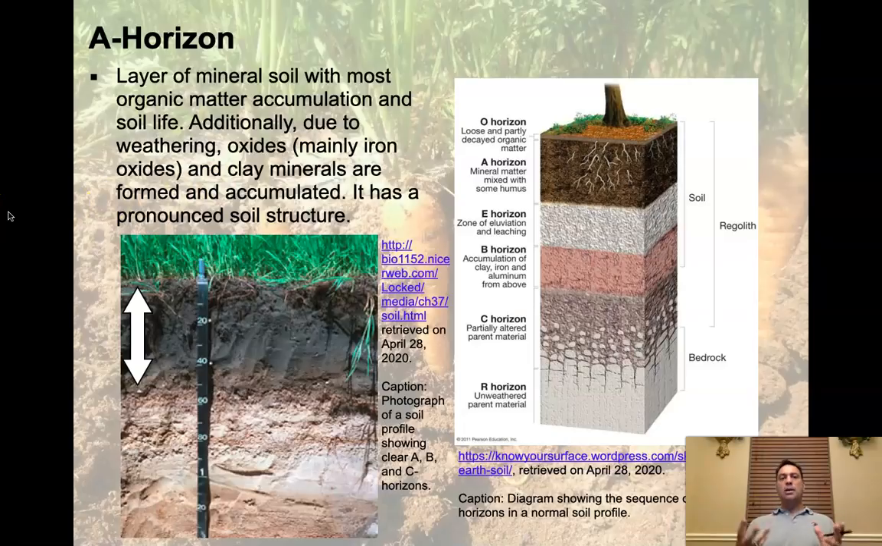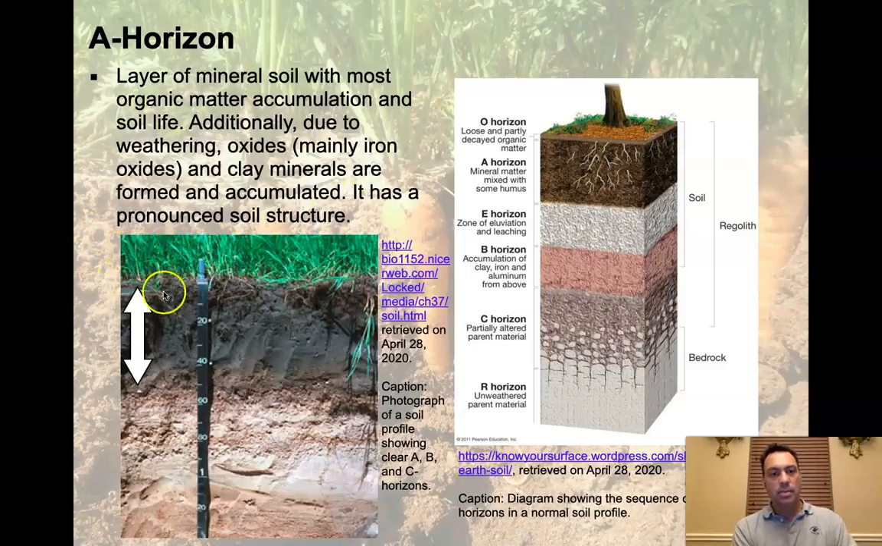Now, if you think of what iron oxide is, it's basically rust, right? It's a form of rust, depending on the level of oxidation and so on and so forth. It's kind of a complicated little process, but these oxides are usually an orange or a pink or a red color. These things tend to form, and they could be accumulated, or they could actually be leached out, right? They could be passed down. And it usually has a pronounced soil structure.